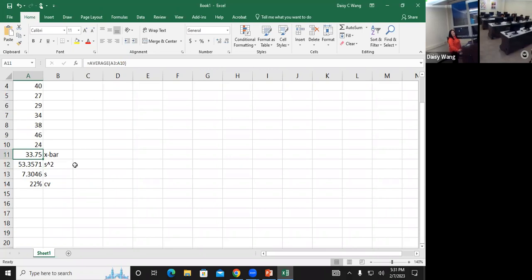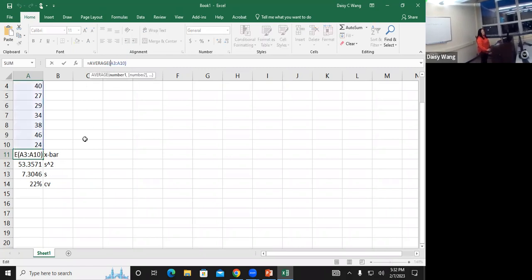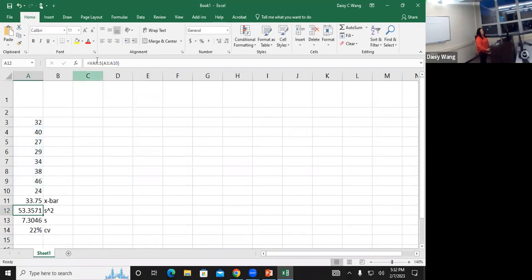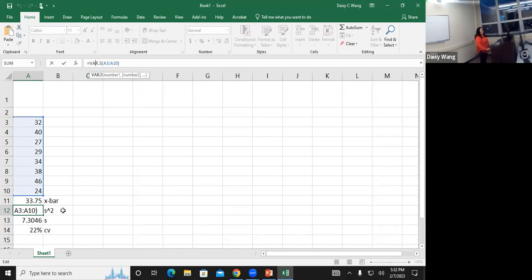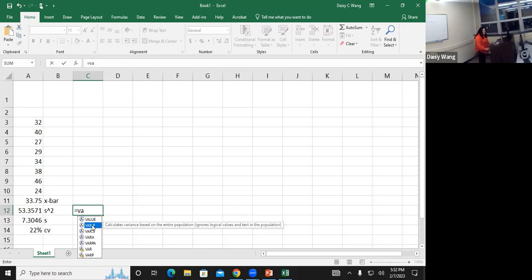So from Excel, in the future, if you have a quiz and you don't want to do this calculation, you can go to Excel and just type in average, right? And then select the area. And same for the variance. When you type in variance, you will see VAR.P, which is based on the population. But in our case, this is the sample.